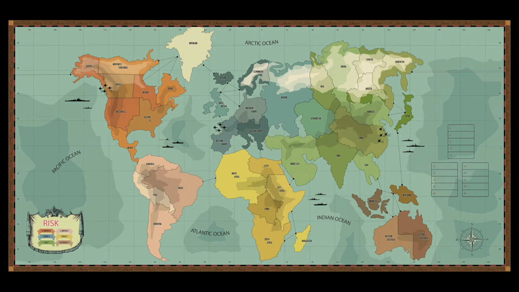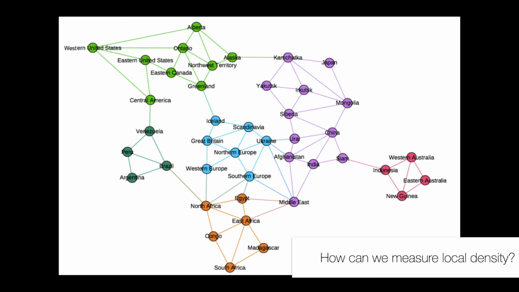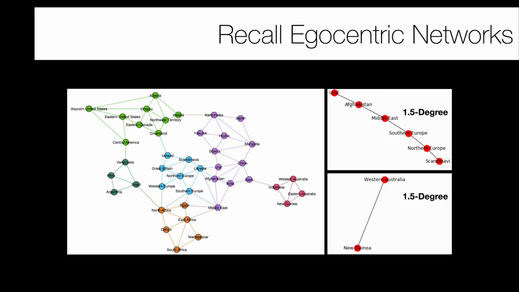So to illustrate this, let's go back to the risk graph that we talked about several modules ago. It's a much more easily parsable view from a network perspective. And we want to ask the question, how do we measure this idea of local density? Well, we already have some idea for this. Recall from a couple of modules ago, we have this idea of egocentric networks, where if you take a given node, say Ukraine, and you say, well, what are all the neighbors of Ukraine? That gives us the 1 degree egocentric network.